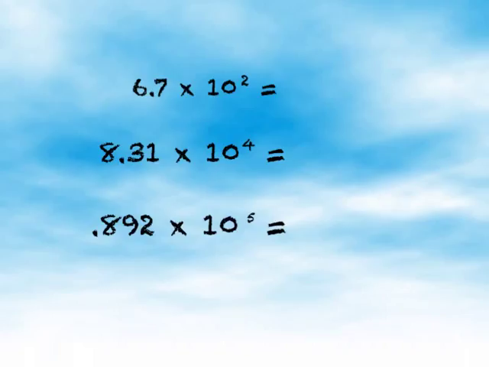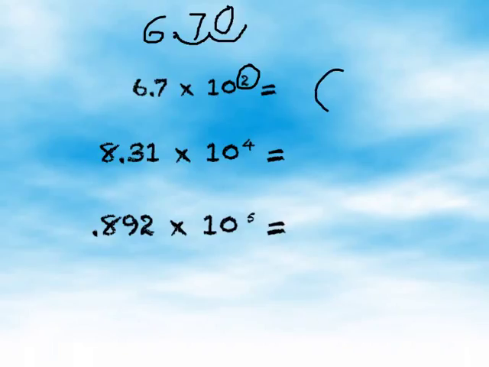All right. 6 and 7/10 times 10 to the second power. 6 and 7/10 times 10 to the second power means I need to move my place value up 2 spots because of this 2 exponent right here. 1, 2. Since there's nothing there, I need to add a 0. So I know that 6 and 7/10 is the same as 670 because I went up 2 place values.